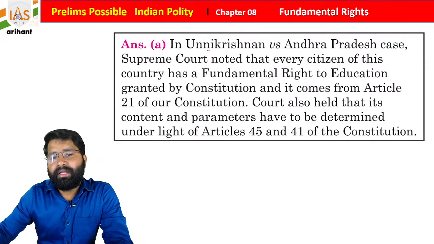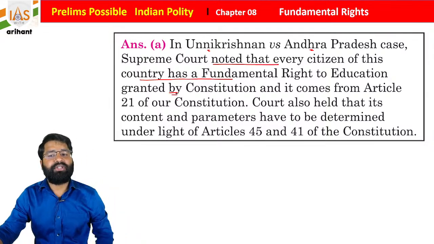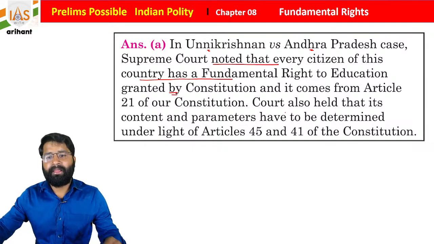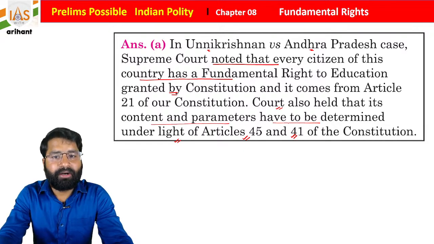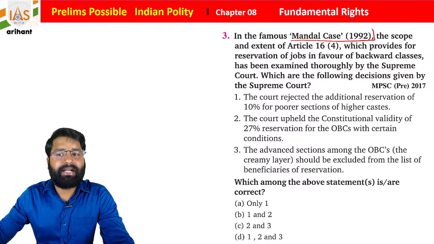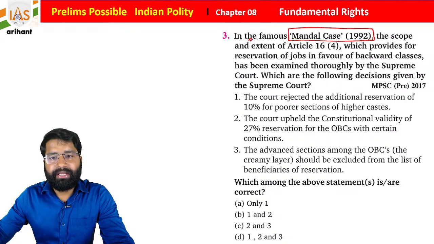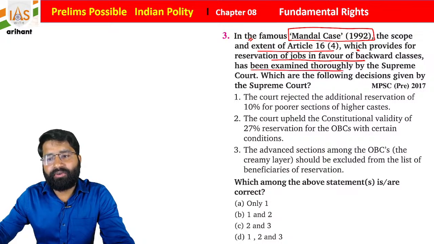Here they mention that in the Unni Krishnan versus Andhra Pradesh case, the Supreme Court noted that every citizen of the country has a fundamental right to education guaranteed by the Constitution, and it came from Article 21. The court also held that its content and parameters have to be determined in the light of Articles 45 and 41 of the Indian Constitution, which are part of the DPSP. Now a very important case, that is the Mandal case, that provided reservation to OBCs. In the famous Mandal case, 1992, the scope and extent of Article 16 clause 4, which provides for reservation of jobs in favor of backward classes, was examined thoroughly by the Supreme Court.